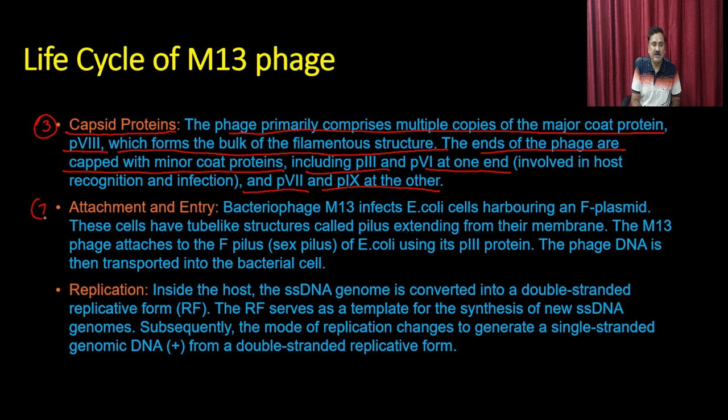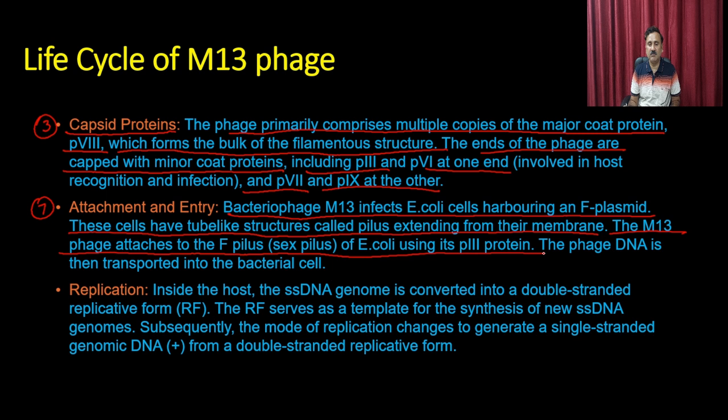Then we have the attachment and the entry. So, bacteriophage M13 infects E. coli harboring F plasmids. These cells have a tubular structure called pili extended from their membrane. The M13 phage attaches to the F pili of E. coli using this P3 protein. The phage DNA is then transported into the bacterial cell.